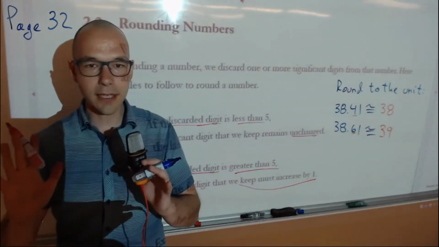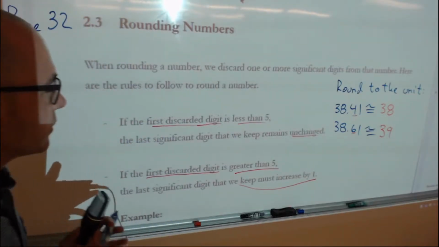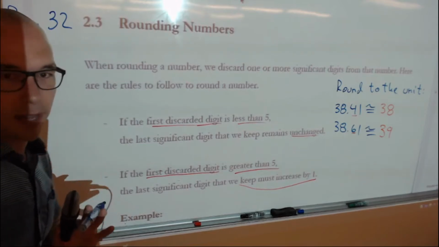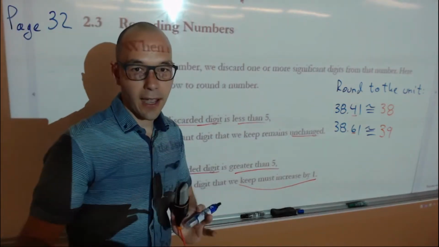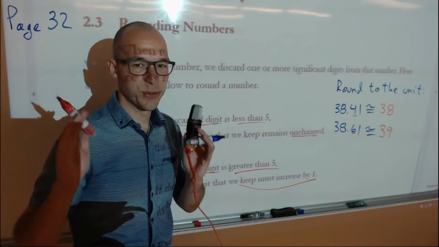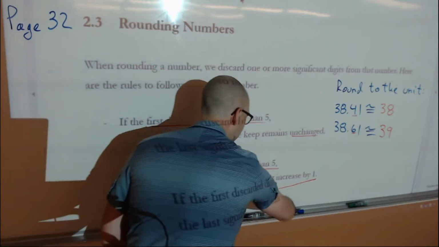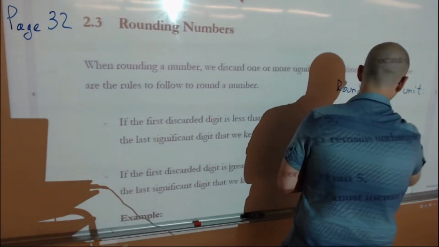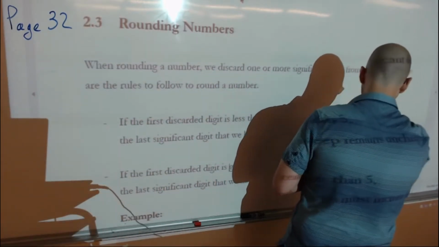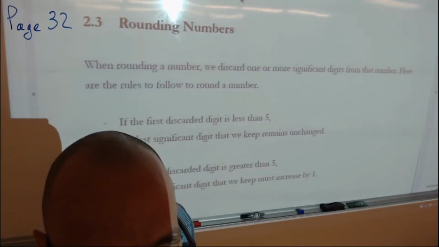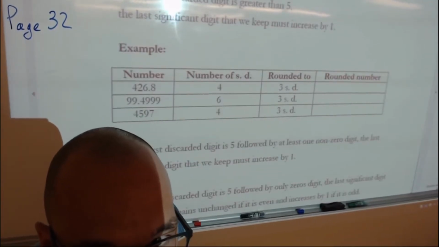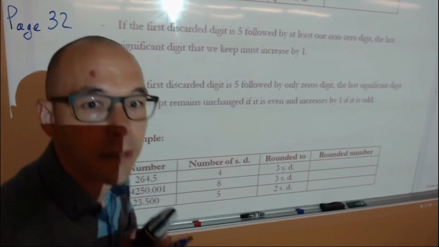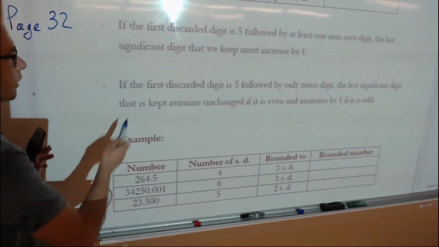So this is the easiest rule. It's for discarded digits that are greater than 5 or less than 5. When we have precisely 5, there is a special rule. So I'm going to erase that and show you the special rule. But first, a few examples really quickly. Oh no, I'm going to skip those. You can do them by yourself. It's super easy for you guys. So I'm going to go to those two rules.